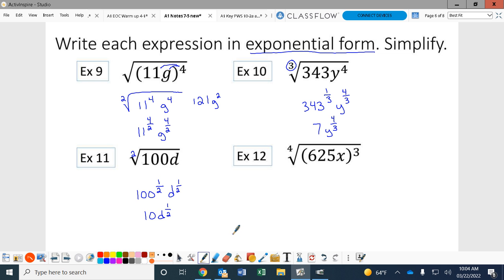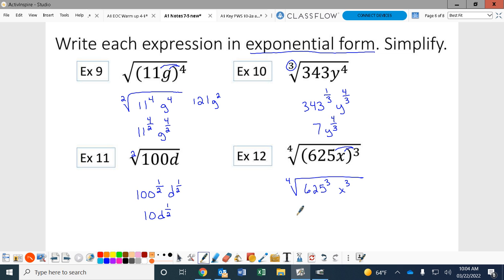Okay. Last one of these. Each time we're just kind of doing a little bit different stuff, guys. Making sure you understand the rules. Like I'm twisting the rules to make it so you see every type of problem you can possibly see. Okay, guys. If you've got a parentheses, you got to distribute the 3 to everything inside here. So we write the radical again, keeping the 4 on the outside. We make it 625 to the 3rd power and x to the 3rd power. I'm distributing that 3 inside that parentheses.